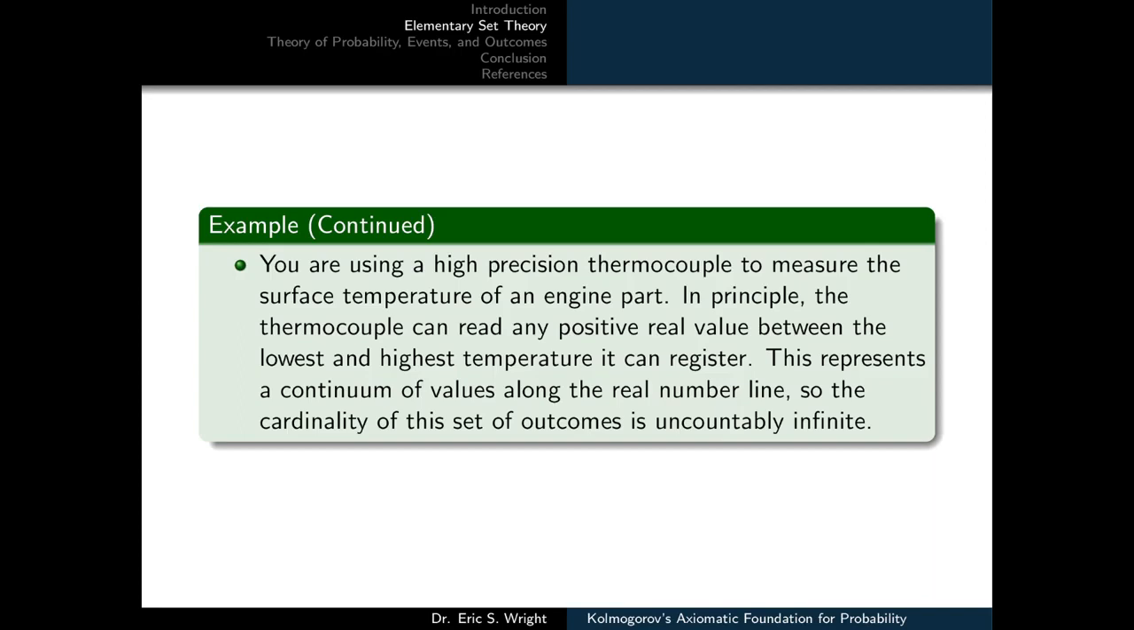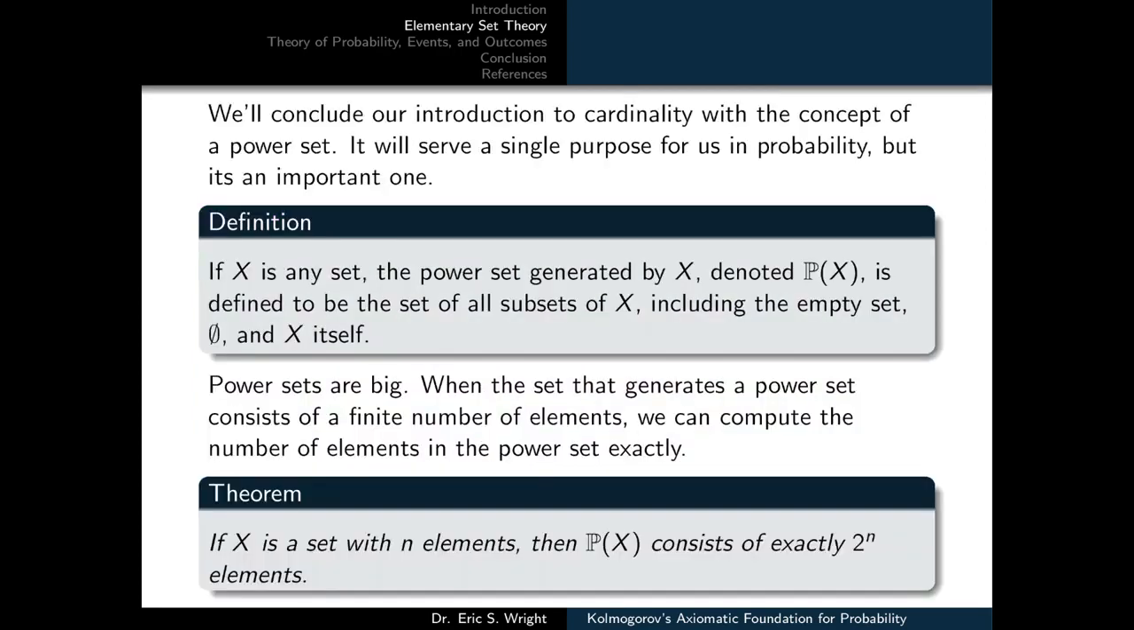We'll conclude our introduction to cardinality with the concept of a power set. It will serve a single purpose for us in probability, but it's an important one. So if X is any set, the power set generated by X, denoted P(X), is defined to be the set of all subsets of X, including the empty set and X itself. Power sets are big.